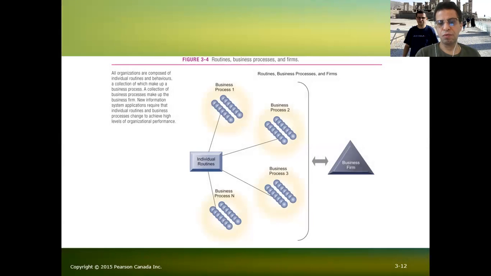So in a graph, an organization is composed of individual routines and behaviors, and a collection of each makes up the business processes together. The new information system application requires that individual routines and business processes change to achieve a higher level of organization. It's basically individual routines, and there are certain processes that need to be done when they are together, like activities, and then it becomes a business firm. So breaking it down, the whole business firm is about processes, and the whole of business processes is about routines, things that are done.